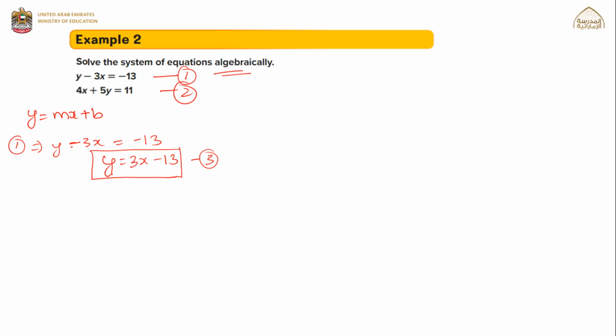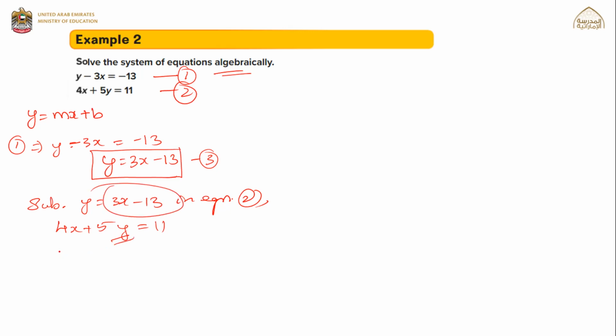So now what are you going to do? You have taken equation 1 and made y the subject in slope-intercept form. So substitute this equation in the second equation. Substitute y equal to 3x minus 13 in equation 2. So you're going to write down equation 2, which is 4x plus 5y equal to 11. Replace the value of y as 3x minus 13.